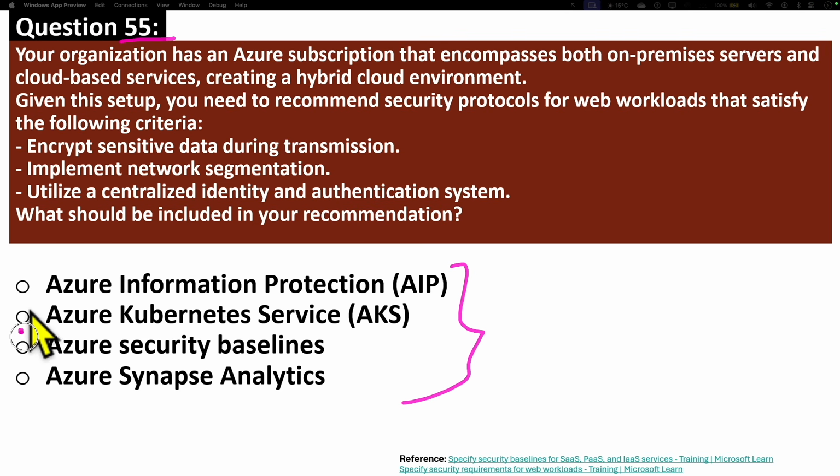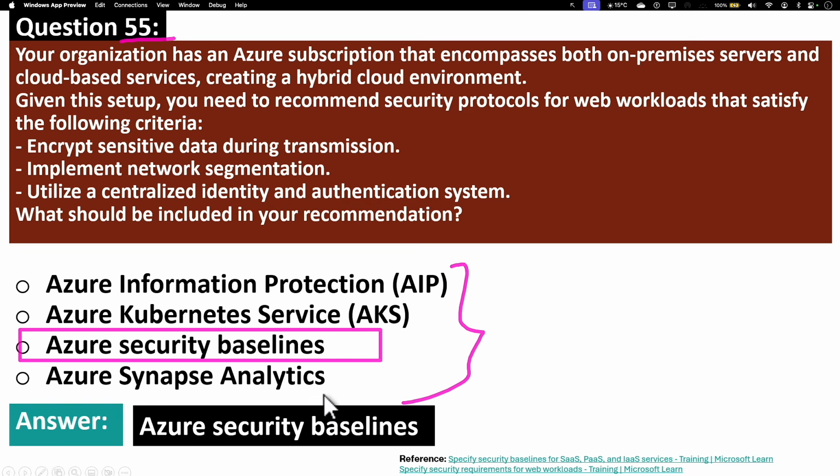The correct answer is Azure Security Baselines. So what is Azure Security Baselines? Azure Security Baselines are a set of predefined security policies and best practices provided by Microsoft to help organizations secure their Azure resources. These baselines are designed to assist in creating and maintaining secure configurations for services like software as a service, platform as a service, and infrastructure as a service.